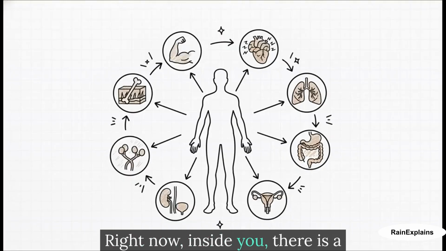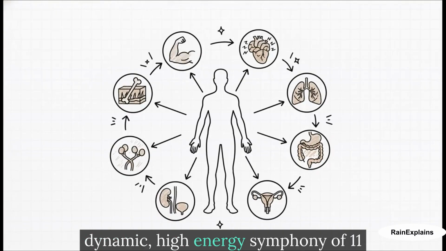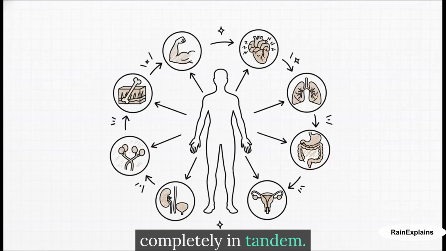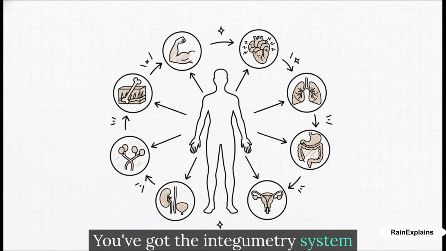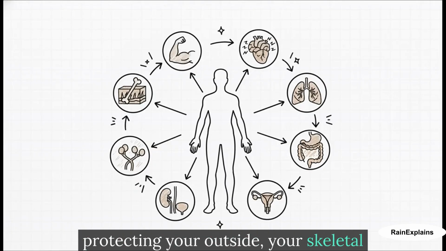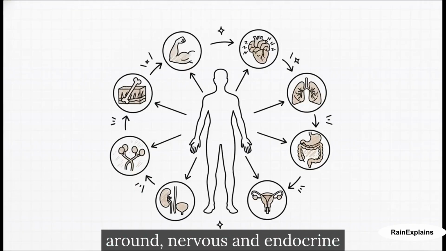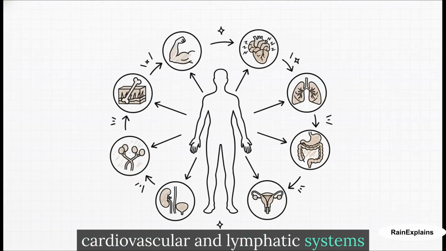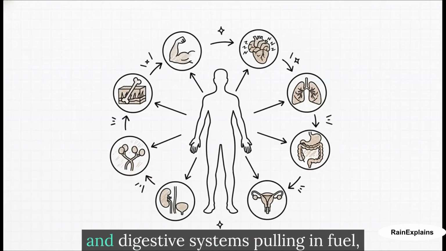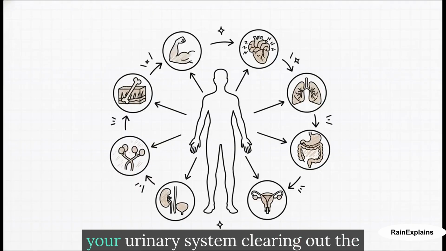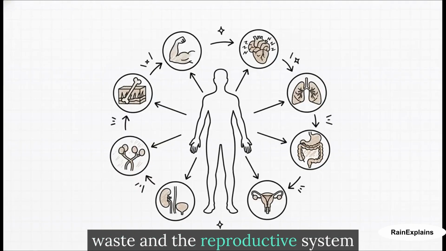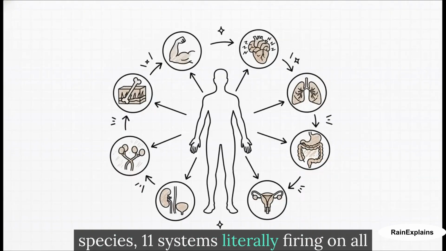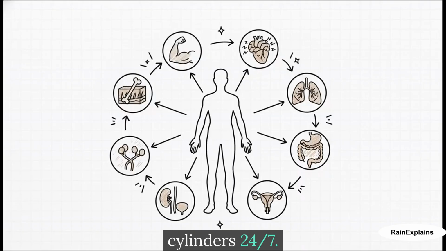Right now, inside you, there is a dynamic, high-energy symphony of 11 distinct organ systems all working completely in tandem. Just think about it. You've got the integumentary system protecting your outside, your skeletal and muscular systems moving you around, nervous and endocrine systems firing off signals, the cardiovascular and lymphatic systems transporting fluids, your respiratory and digestive systems pulling in fuel, your urinary system clearing out the waste, and the reproductive system ensuring the continuation of the species. 11 systems literally firing on all cylinders 24/7.